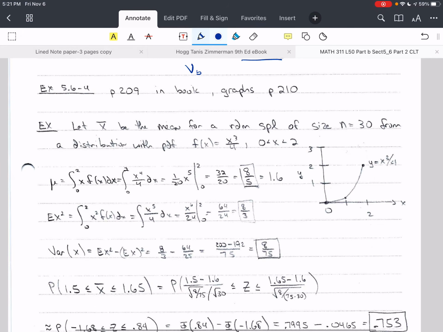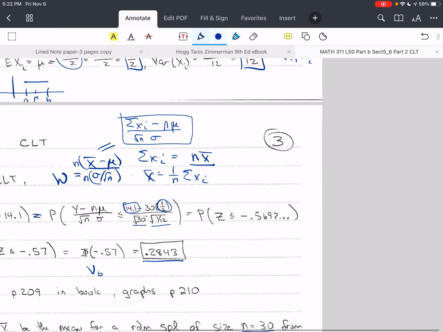Let x bar be the mean for a random sample of size n equals 30. So again, I increased this to n equals 30 from a distribution with a PDF of x cubed over 4, and x is between 0 and 2. So I have graphed this. Again, I'm always going to encourage you to graph it if you can. So I've plotted some points here. For x equals 1, I plug that in, I have a fourth. And then for x equals 2, 2 cubed is 8, divided by 4 is 2.